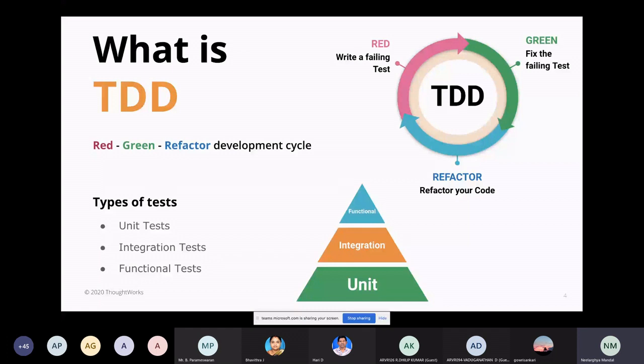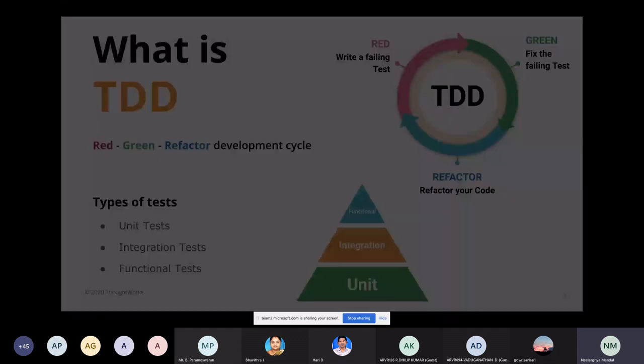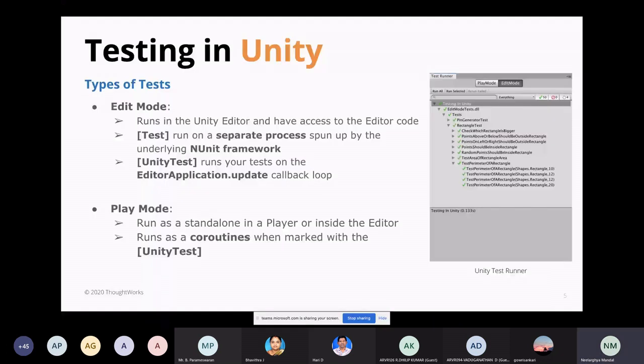So to get into specifics of Unity, there are two major types of tests in Unity, which are edit mode tests and play mode tests. We'll go through how the test runner works and where to find it as well.